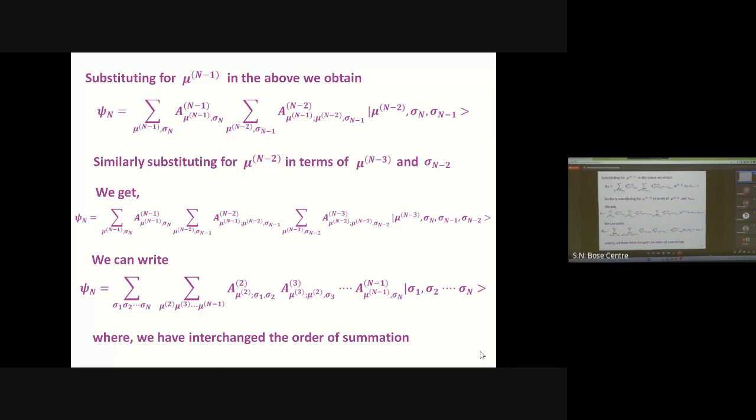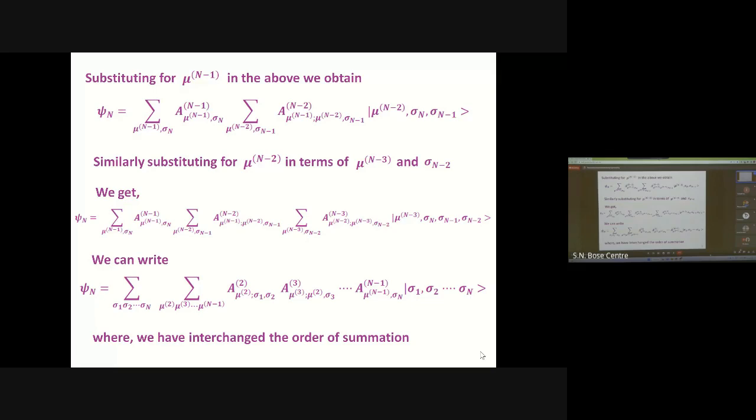Now this is a product of two matrices, right? I can do the same thing until the cows come home. So mu n minus 2 can be replaced by mu n minus 3 and sigma n minus 2. And if you write it down, then you'll have a product of three matrices.